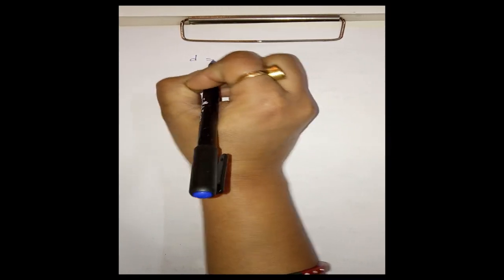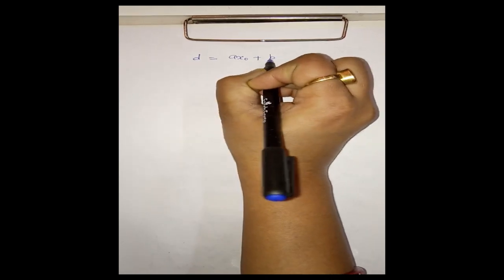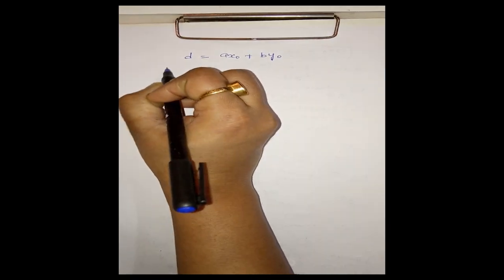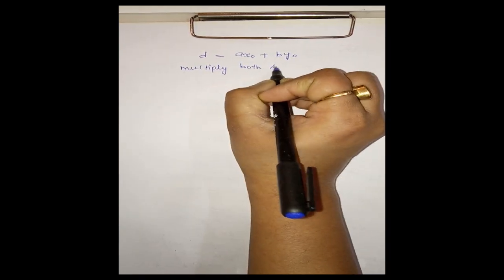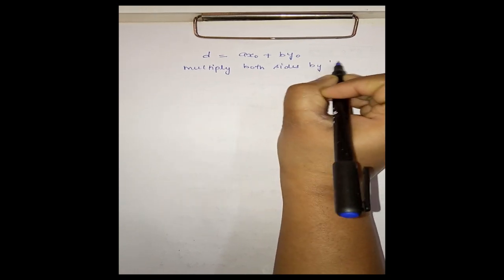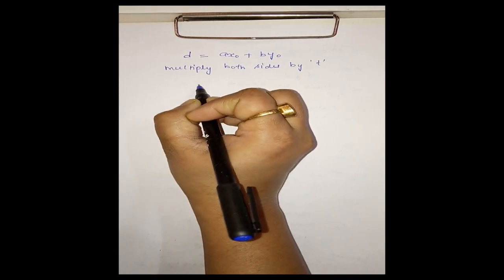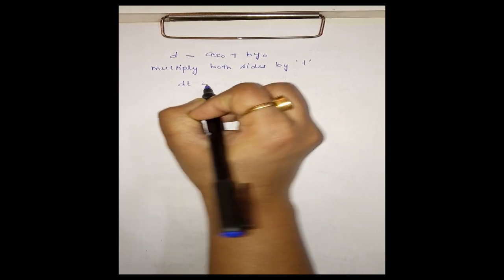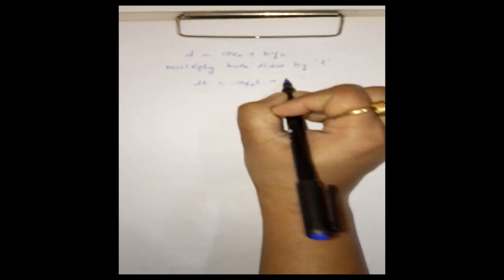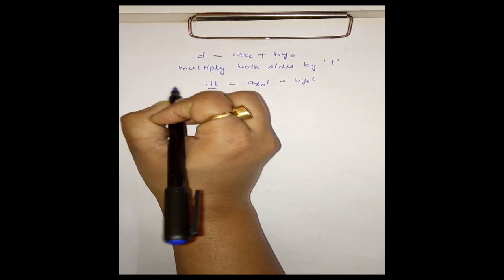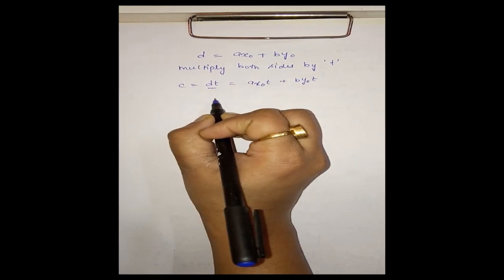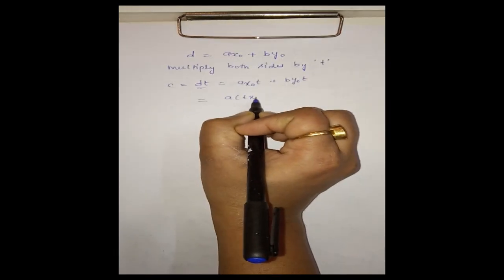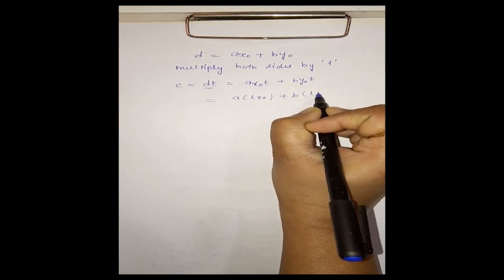Now we have d is equal to ax naught plus by naught. Okay, now multiply both sides by t. That means d into t is equal to ax naught t plus by naught t, and dt is what? C. C is equal to dt is equal to ax naught t plus by naught t. Now this is a into tx naught, and I can write like this: b into ty naught.